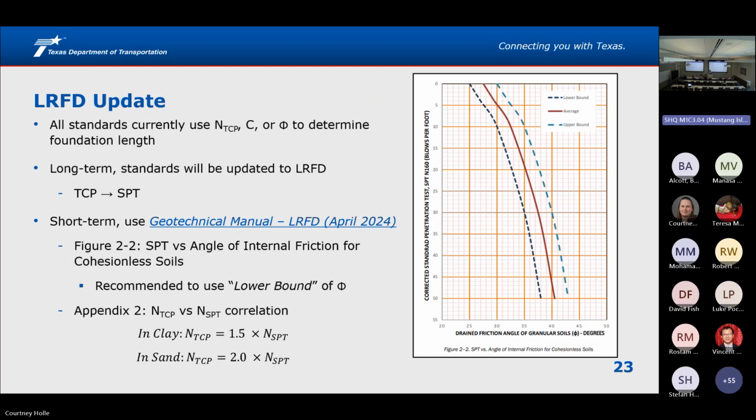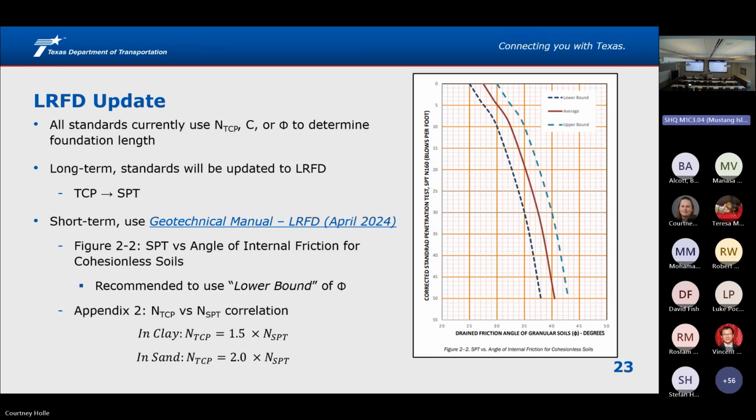So I mentioned this before, all standards currently use the TCP value, a C or phi, as we saw a little bit earlier for foundation lengths. Long term, these standards will be updated to the LRFD-based design approach, and the biggest change, at least for this, is the in situ testing will be switched from TCP to SPT. So we're not collecting that data anymore, and that manual is in place and active now. Projects moving forward from this point won't be collecting that data anymore from a design standpoint. And so long term, we're looking at options to better implement the SPT values and the soil strength parameter determination into the future standards.